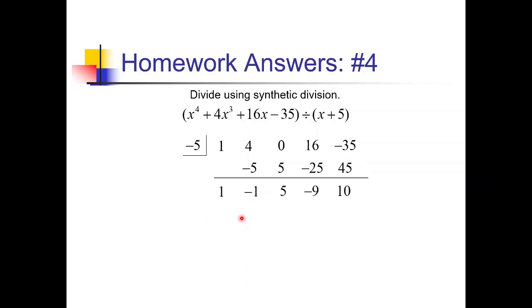So writing out our quotient, we have a 1 here representing 1x to the third power, 1 lower than the fourth power that we started with. Then this is going to be a negative 1x to the second plus 5x minus 9. And then we have a plus 10 over our divisor of x plus 5.